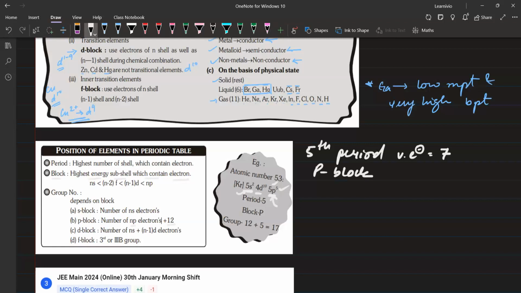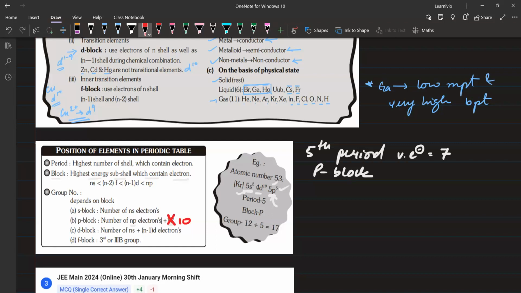See? So for example, here we have, give me a second. There is some mistake here. Not 12. Remove this. It will not be 12. This will be 10. Group number, yes. This will be 10. Okay. So for P block elements, what do you have to do?